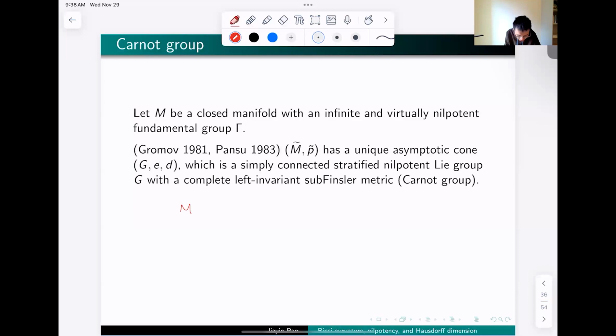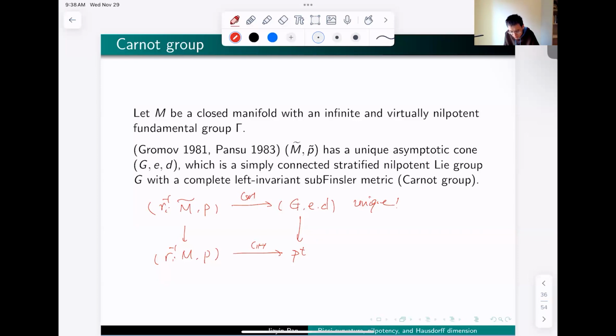So here you have this M tilde with base point p, you blow it down. So maybe I also draw the base manifold, but that doesn't matter because this is a closed manifold. So here on the base, it always converges to a point. Then on here, it goes to some G with some distance d. And there is a very nice structure about this G, and it turns out this is also unique. It does not depend on your scaling sequence. So the limit is a simply connected stratified nilpotent Lie group, capital G, with a left invariant sub-Finsler metric. This is a so-called Carnot group.